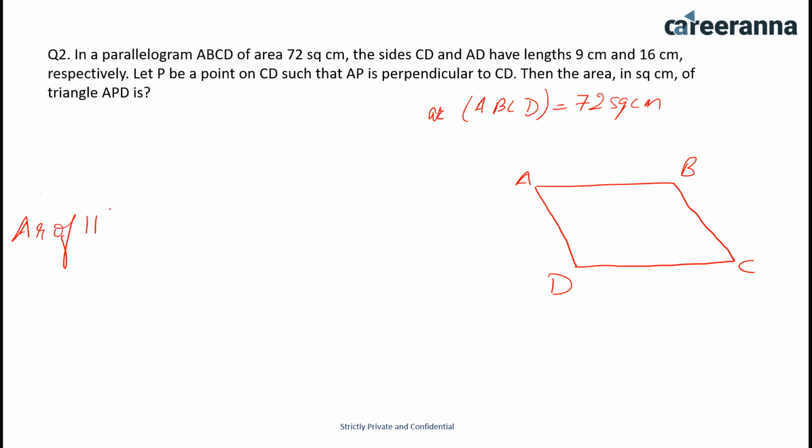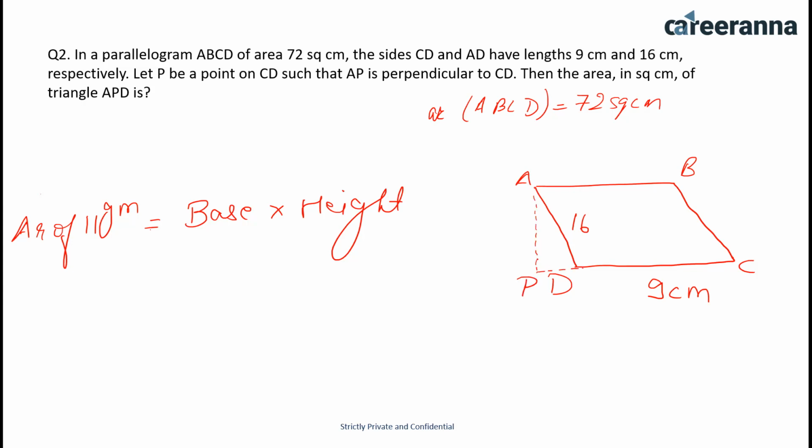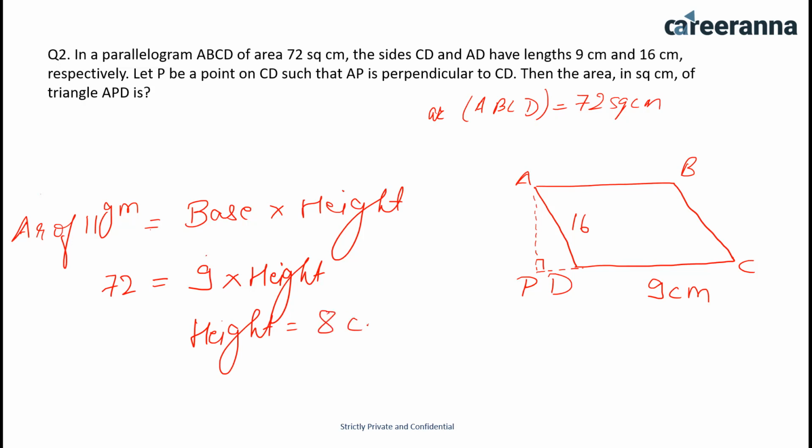Area of a parallelogram is nothing but base into height. I know the value of CD as 9 centimeter and AD as 16 centimeter. I'll take the point P, where AP is perpendicular to CD. Now I know this value 16, I know this value 9, and I know the area of this parallelogram. So 72 equals base 9 centimeter times height. Height we don't know, we have to calculate it. So height comes out to be 9 8s are 72. So height is 8 centimeter. So this value AP comes out to be 8.